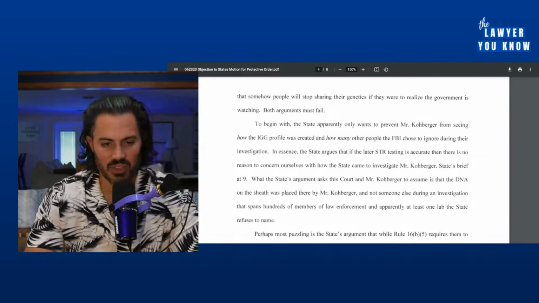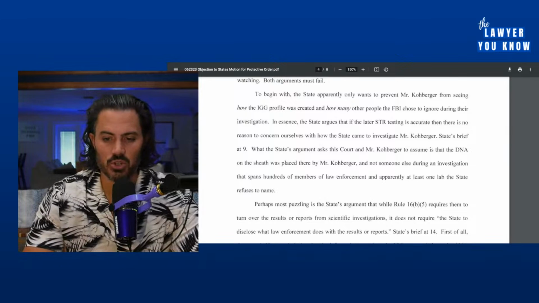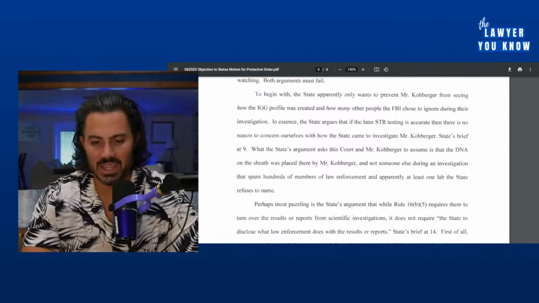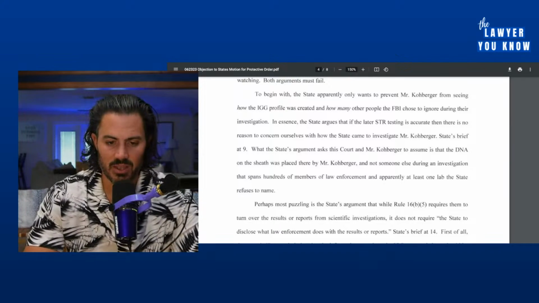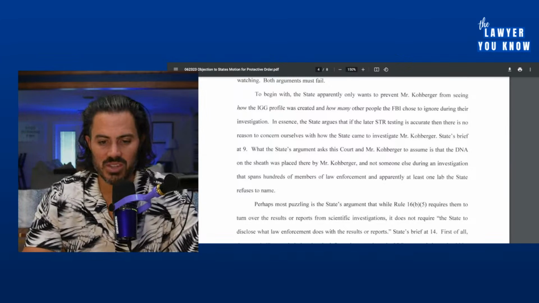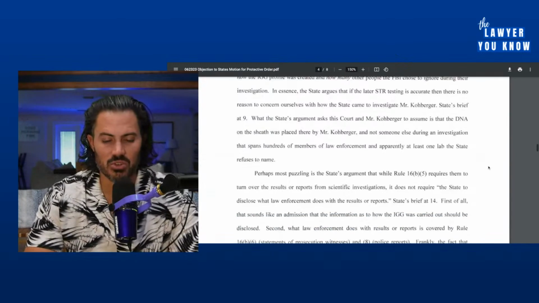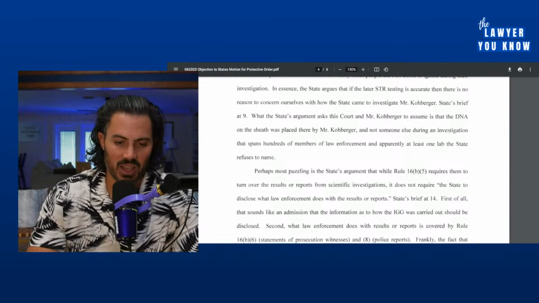Both arguments must fail. To begin with, the state apparently only wants to prevent Mr. Kohberger from seeing how the IgG profile was created and how many other people the FBI chose to ignore during their investigation. In essence, the state argues that if the later STR testing is accurate, then there is no reason to concern ourselves with how the state came to investigate Mr. Kohberger. The state's brief at 9.